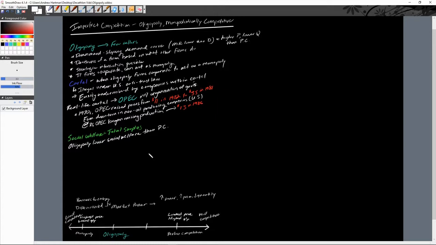All right. So let's move over here for monopolistically competitive firms. This is probably the hardest one to understand. A monopolistically competitive market. Also, let me do this over here. Okay. So also known as monopolistic competition, right?